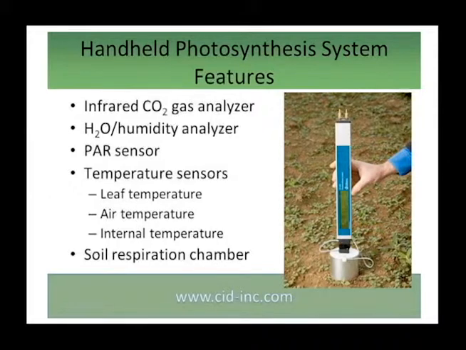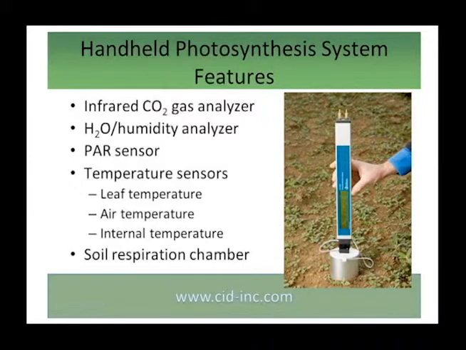The handheld photosynthesis system features several different types of sensors. The primary sensor is the infrared CO2 gas analyzer, or the IRGA. There's also an H2O, or relative humidity, sensor, a PAR sensor for photosynthetically active radiation or incident light, and three different temperature sensors for leaf, air, and internal temperature near the IRGA.